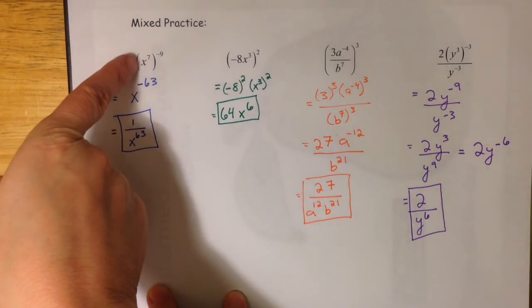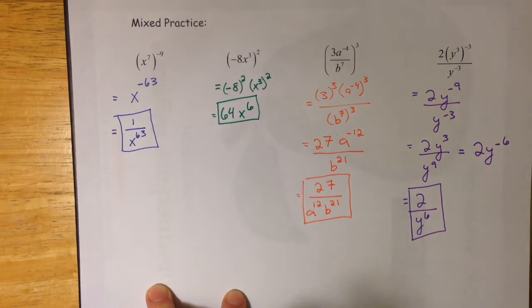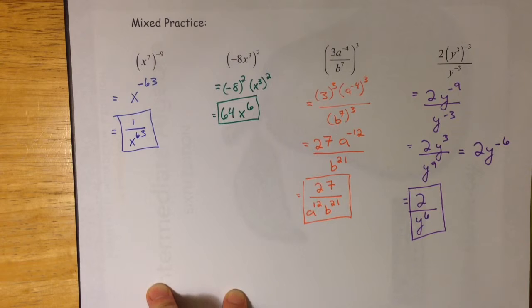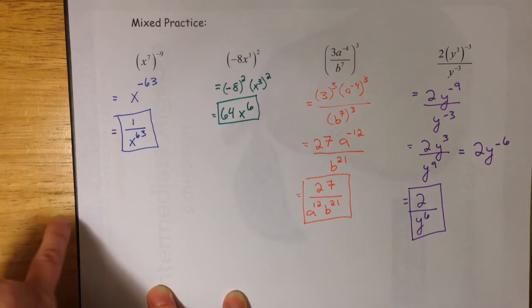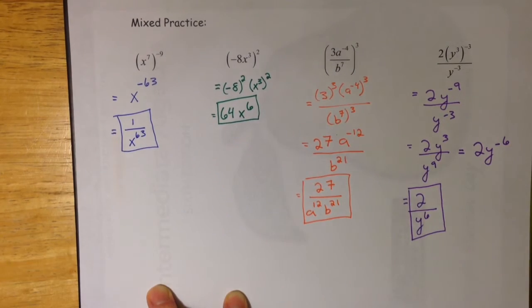Now, x to the 7th to the negative 9th, I'm going to multiply those powers, since it's a power to a power, which gives me x to the negative 63. We don't usually consider an exponential expression simplified until all of the exponents are positive, so I'll use that negative exponents rule to rewrite this as 1 over x to the 63rd.